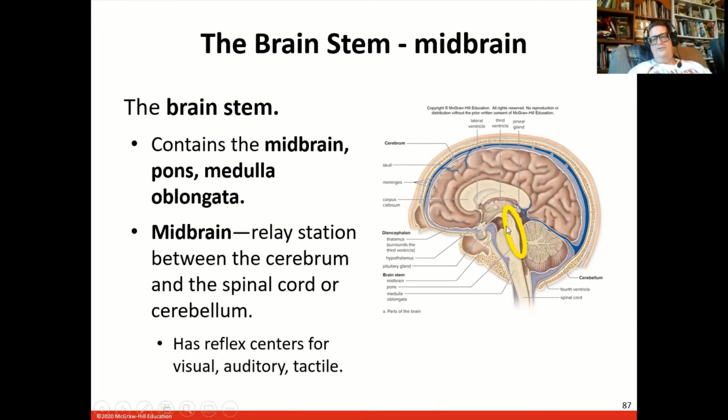The thing I've circled right here is the midbrain. The next slide is going to be the pons, which is right here. And the medulla is right there. Actually, medulla oblongata. So the midbrain is a relay station between the cerebrum and the cerebellum. Makes sense. We got the cerebrum here, the front brain, we got our back brain here. And this is where we send signals between all this stuff and this stuff back here.